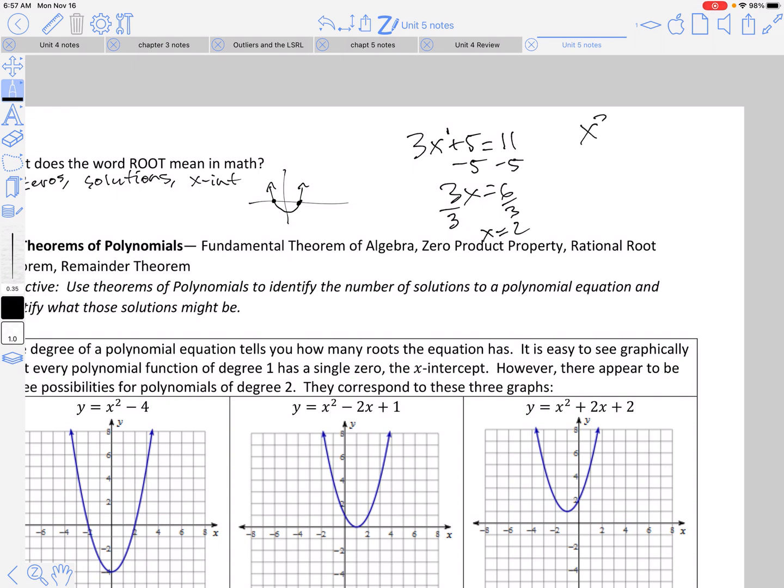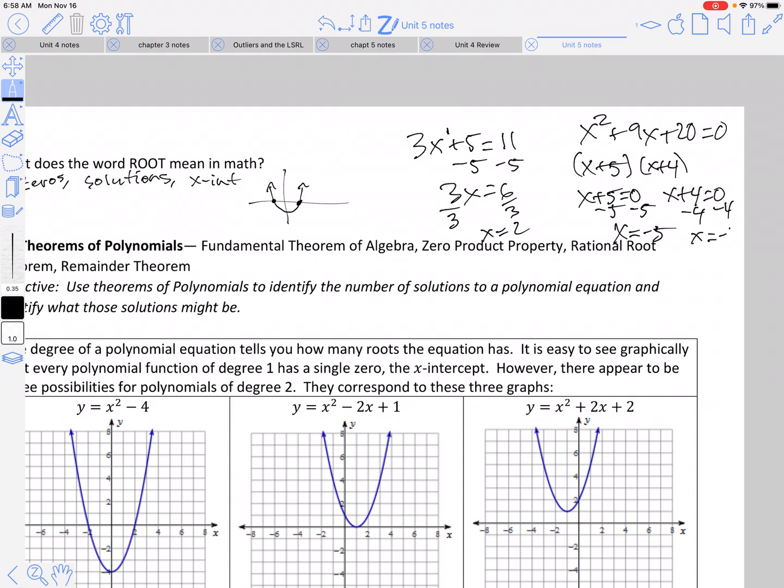Compare that to when you did x squared plus 9x plus 20 equals 0 last year, and you couldn't solve like we did earlier. What you needed to do, if you remember, was factor. And then you had x plus 5 equals 0, x plus 4 equals 0. You minus 5, minus 5, minus 4, minus 4. You got x equals negative 5, x equals negative 4. So I want you to notice a pattern here, please.